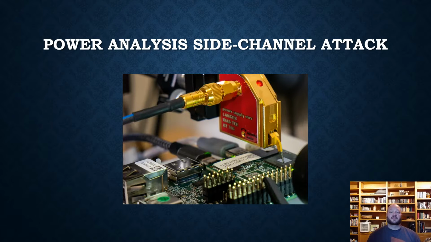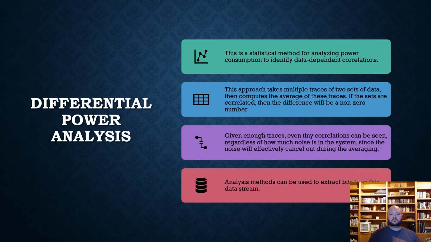So power analysis is one type of side channel attack. We're going to go over a few different types here. This picture right here is showing a setup that actually is measuring the radiation that's coming off of the chip when it's in use. And then they're able to go over that information and pull data from it.